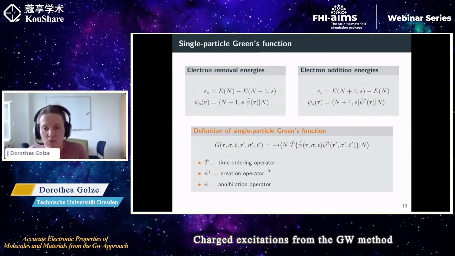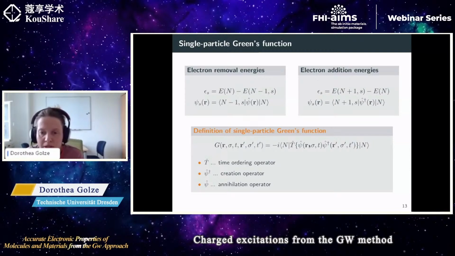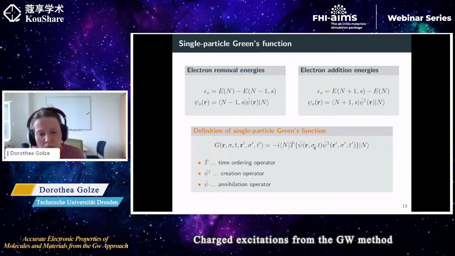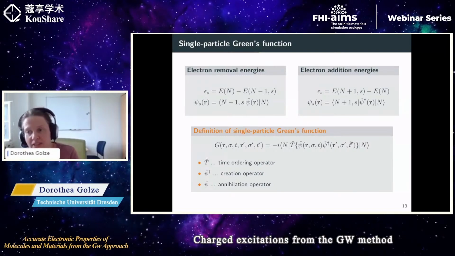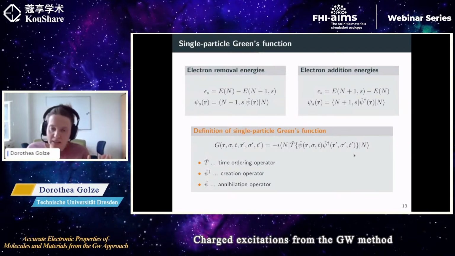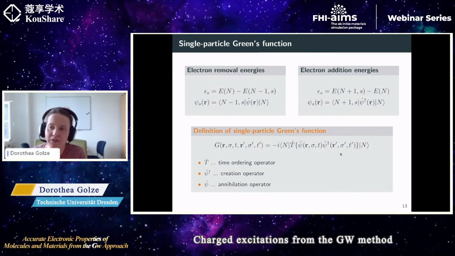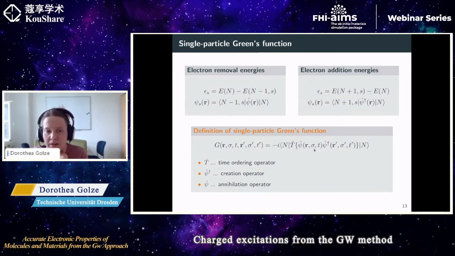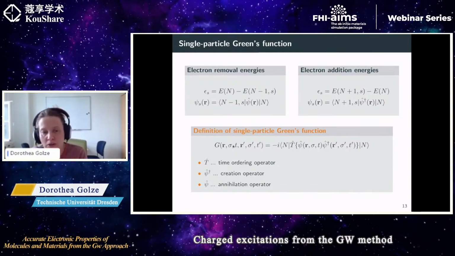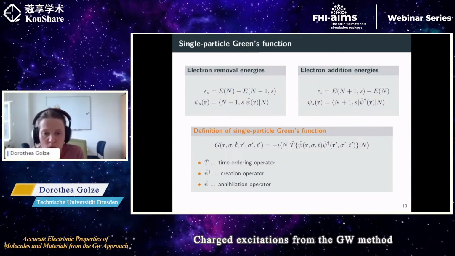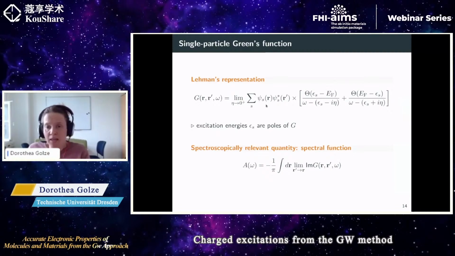So if the times are reversed, you see it also allows for the second process. Then the time ordering operator puts the annihilation operator first, and then we basically first delete the electron. So this shows very clearly that we define this process directly by defining the single particle Green's function like this. And to now make contact to experiment, we make a Fourier transform and go from the time domain to the frequency domain.